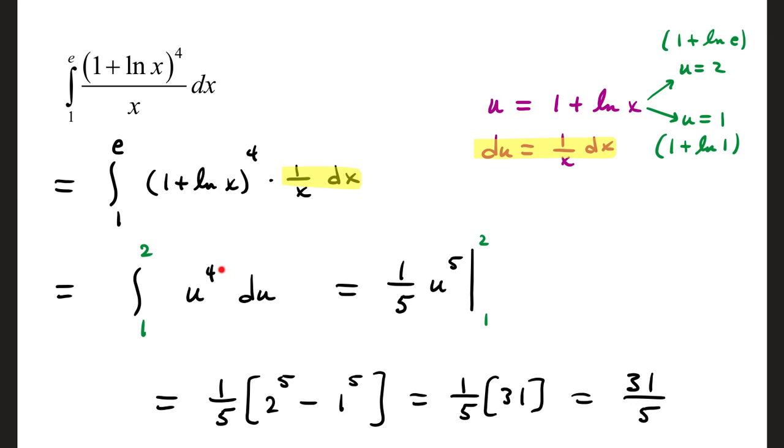Now, our antiderivative is u to the 5th over 5, which is 1/5 u to the 5th. Evaluated at 2 and 1, so we have 1/5 times 2 to the 5th minus 1 to the 5th. Well, that's 32 minus 1, which is 31, for a value of 31 over 5.